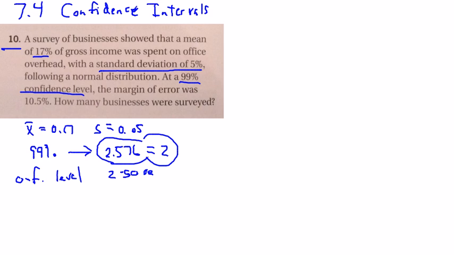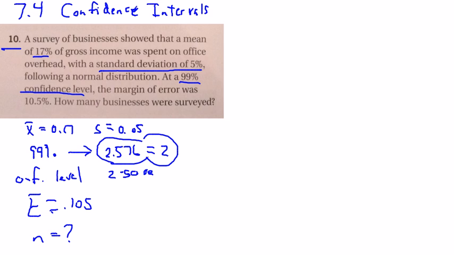The margin of error was 10.5%, so I'm going to write that as 0.105. And it asks how many businesses were surveyed, so we need to determine what N is. Now, there are two formulas that we can use that will be helpful for us, two of them that refer to the margin of error.